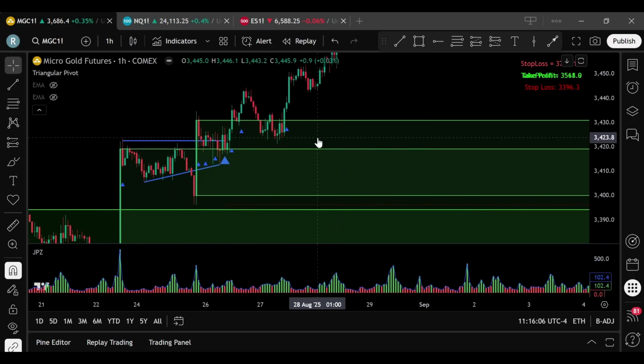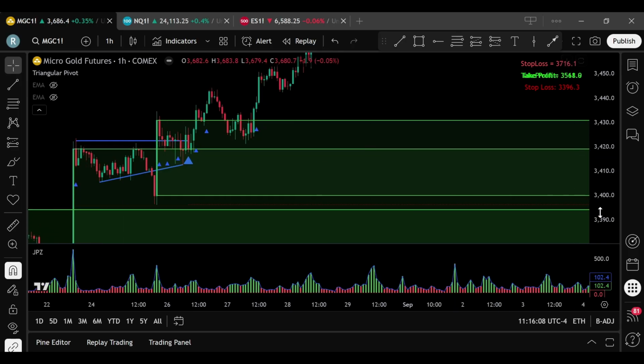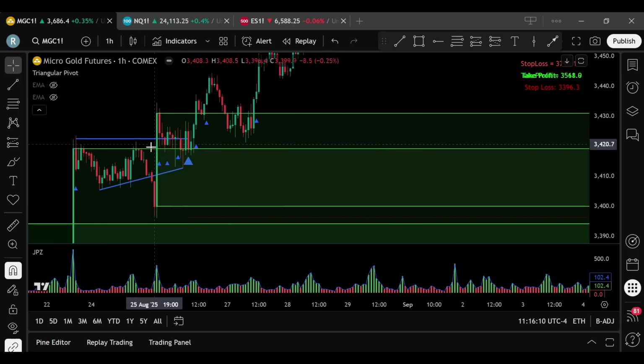And even if you want to refine it a little bit more, because this can be a big zone, formed off of this strong candle here. Let me hide these.